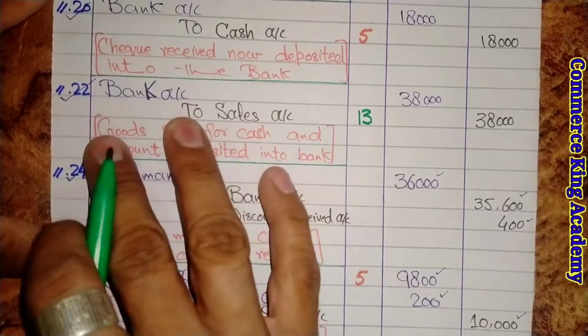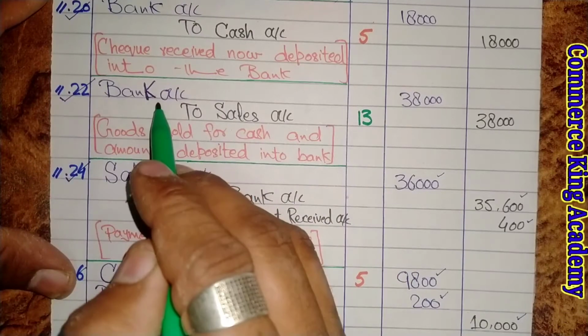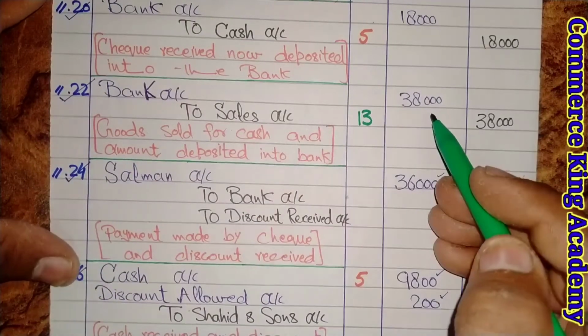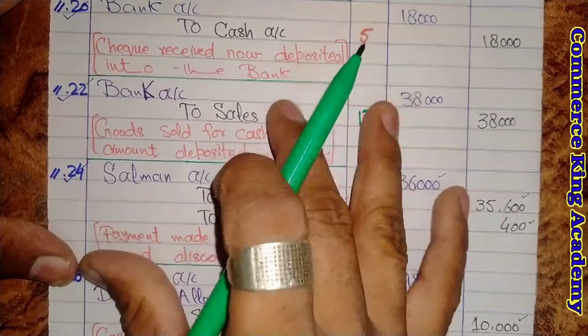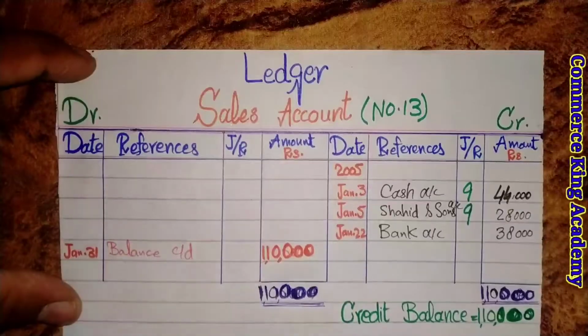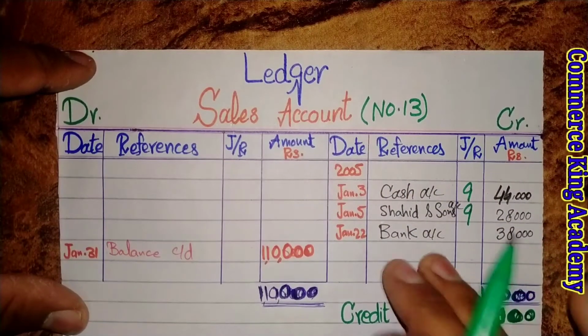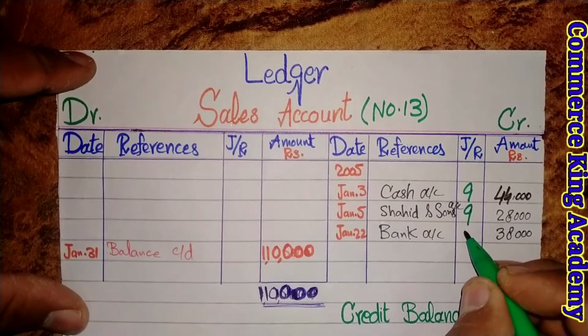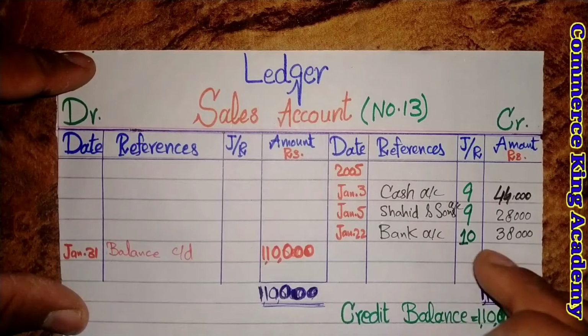We have found the next date for the sales account, Jan 22. Bank account debit to sales account credit, amounting to 38,000 rupees, with the same ledger folio number. So the sales account is credited by bank account, date Jan 22. The bank account journal reference number is 10 because the journal entry exists on the next page, number 10.